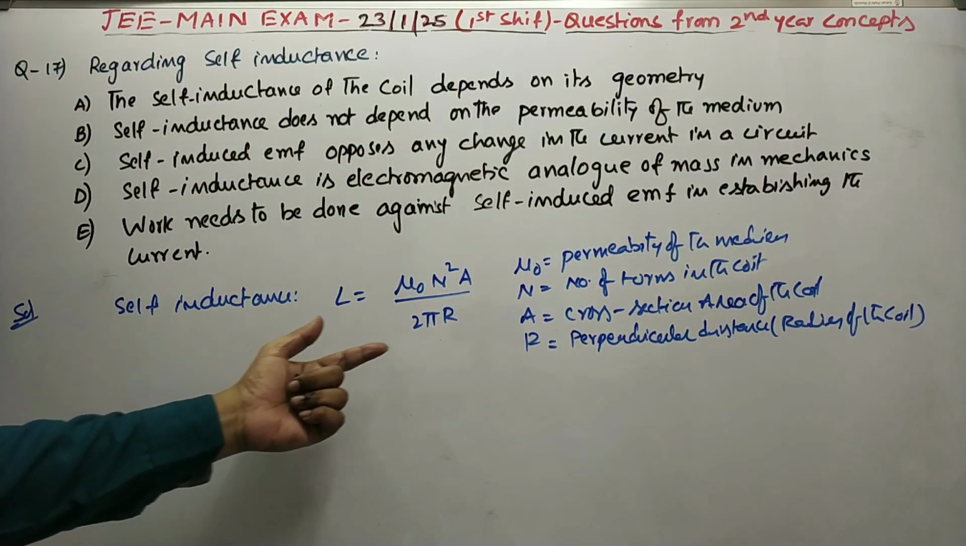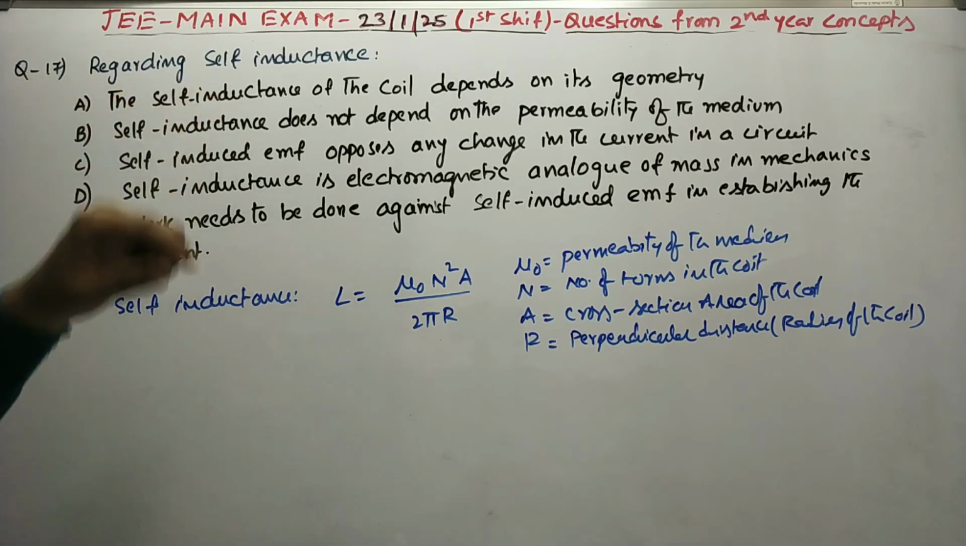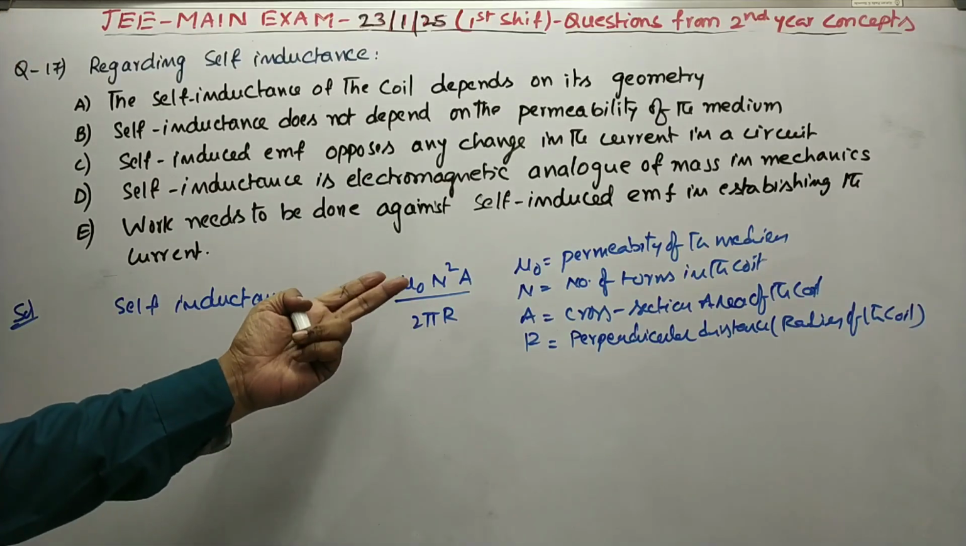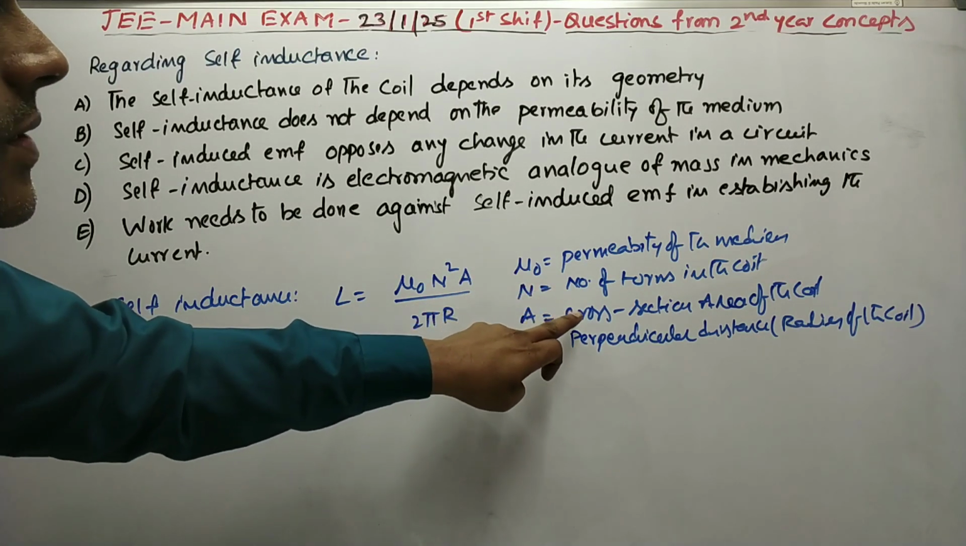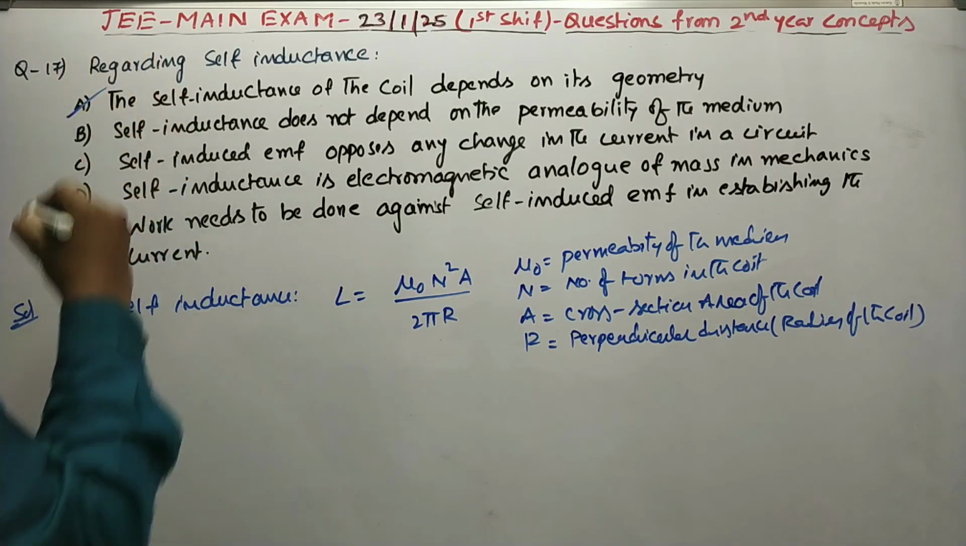From this you come to a conclusion. Based on this you can select the correct option. The self-inductance of the coil depends on its geometry. Yes, obviously. Why? Because the self-inductance of a coil depends on its cross-section area, its radius and number of turns. So option A is correct.